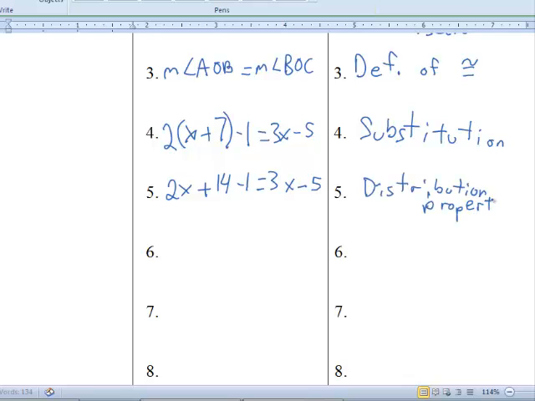All right, next just keep solving the equation. I've got to combine the 14 and negative 1. So I've got 2x plus 13 is equal to 3x minus 5. Why did I do that? I simplified, so simplification.